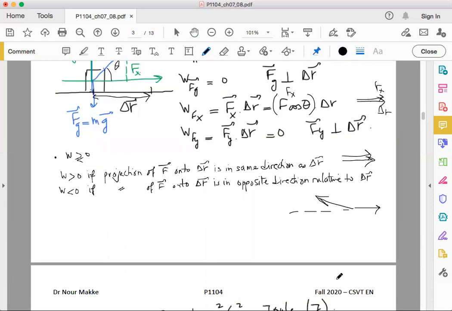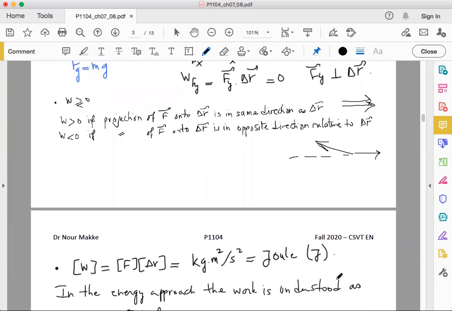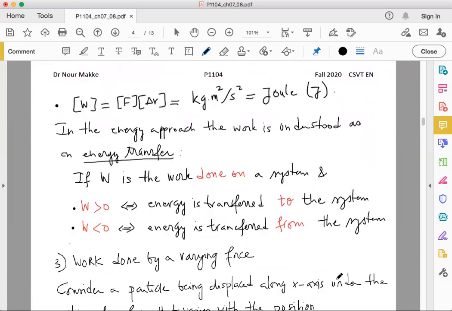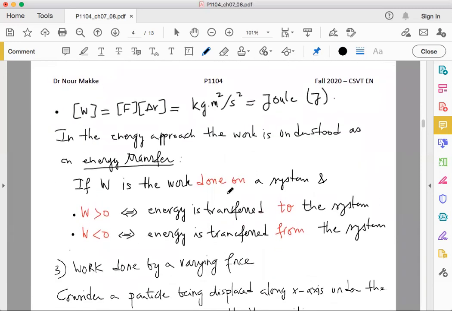So this is it about the work done by a constant force. A few more comments about that. So first of all, the unit of the work is given by the unit of F multiplied by the unit of delta r. So it's kilogram meter per second squared multiplied by meter. So it's given by kilogram meter squared per second squared, which we define as joule.